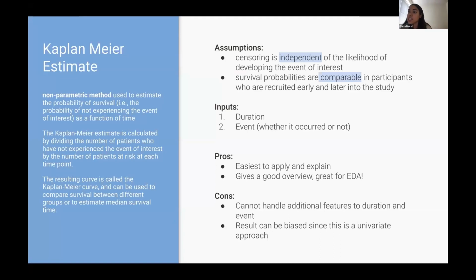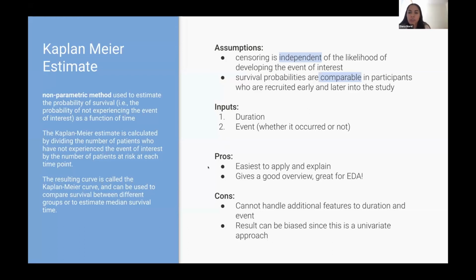And so there are different assumptions with this. Censoring is independent of the likelihood of developing the event. Survival probabilities are comparable in participants who are recruited early and later in the study. So it doesn't matter when you join the study, your probability should be pretty comparable. And then the inputs for this, so when we think about how we want to use this and what is needed, you really just need a duration and an event, whether or not the event occurred for each subject. And so the pro of this method is that I think it's the easiest to apply and explain.